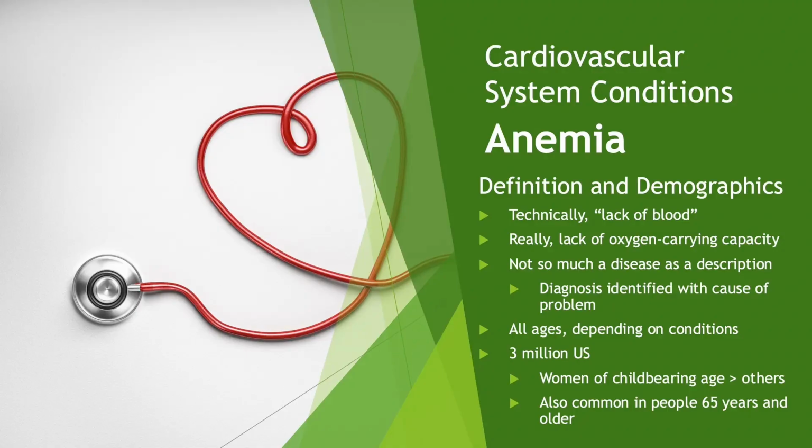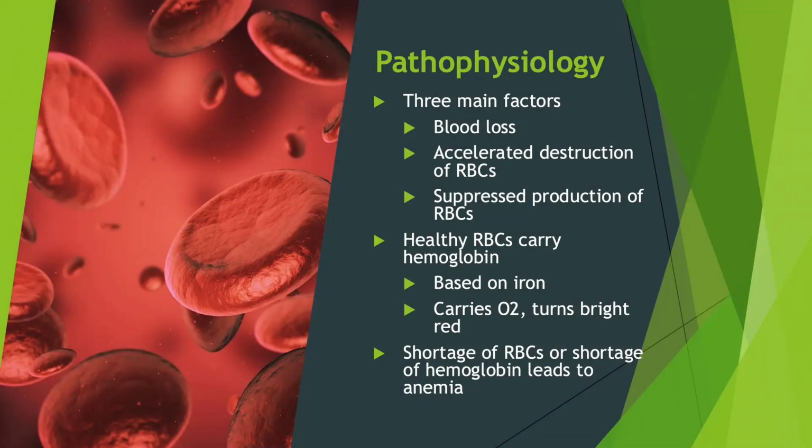In the U.S., approximately 3 million people have anemia. Women of childbearing age are affected more than others, and it's also common in people 65 years and older. The pathophysiology of anemia involves three main factors: blood loss, accelerated destruction of red blood cells, and suppressed production of red blood cells. Healthy red blood cells carry hemoglobin.